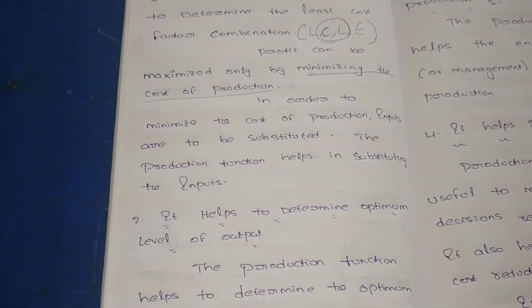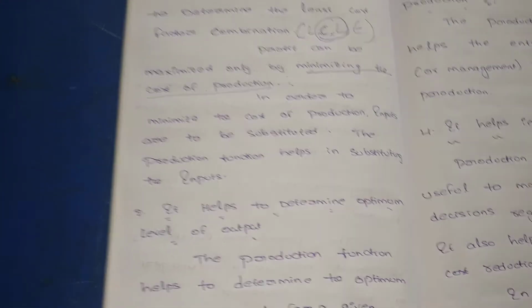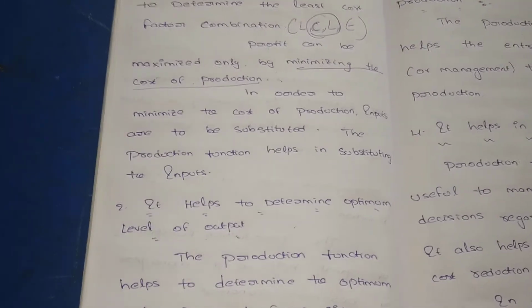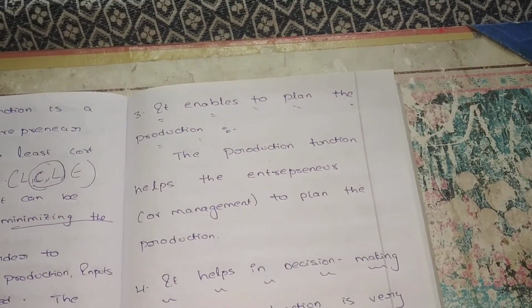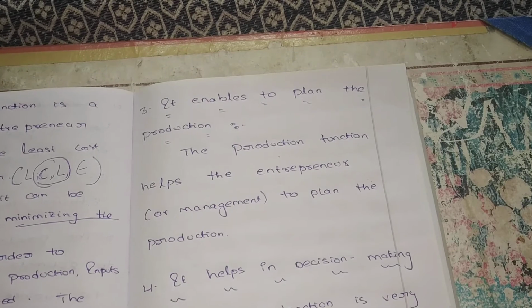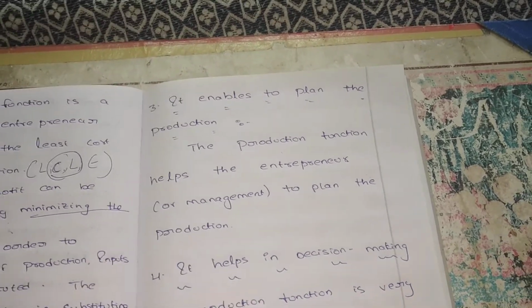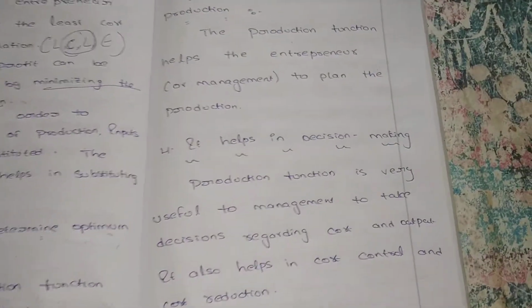That means efficient use of the inputs. How much of each and every input we have to use in an efficient way. The production function is helpful for utilizing the inputs in an efficient way. And next, it enables us to plan the production. When we want to plan the production, it estimates and tells us the problems we may face in future. So the production function helps in production, and also helps in decision making.